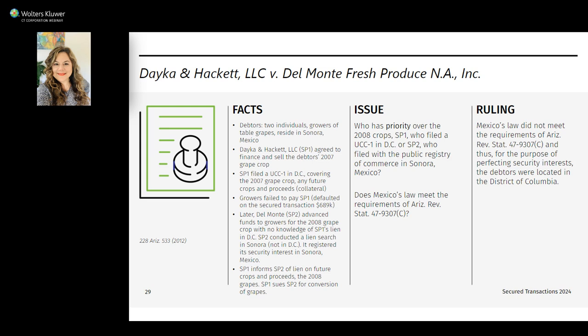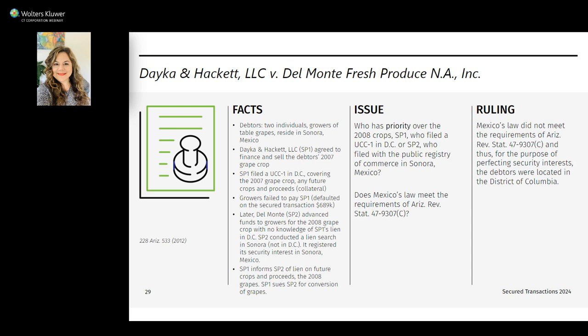So in this particular case, debtors were two individuals, growers of table grapes. They lived in Sonora, Mexico. Deka and Hackett were the first secured parties to agree to finance and sell the debtor's 2007 grape crop. This secured party filed a UCC1 directly in D.C., and if you follow the analysis of the last slide, at the time, I would imagine that the lawyers knew that Mexico didn't have a system at that point, and that is a true story.